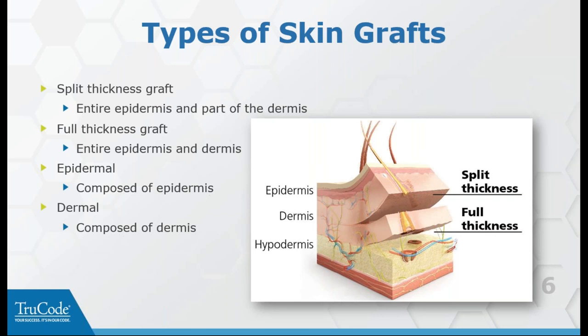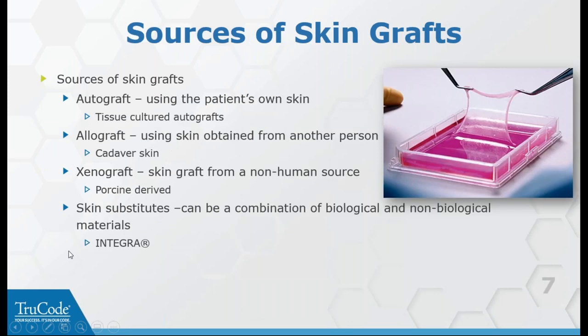Next, we have the allograft, which is using skin obtained from another person. So an example would be cadaver skin. Then we have a xenograft, which is skin from a non-human source. So an example would be a porcine-derived graft. And then we have our skin substitutes. These can be a combination of biological and non-biological material. An example of this would be Integra. This is a graft that's made up of collagen protein from cows, and then they actually mix in a thin layer of silicone for that type of a graft.